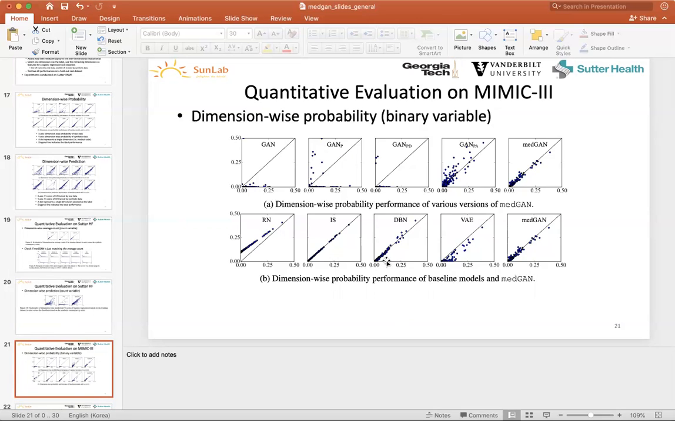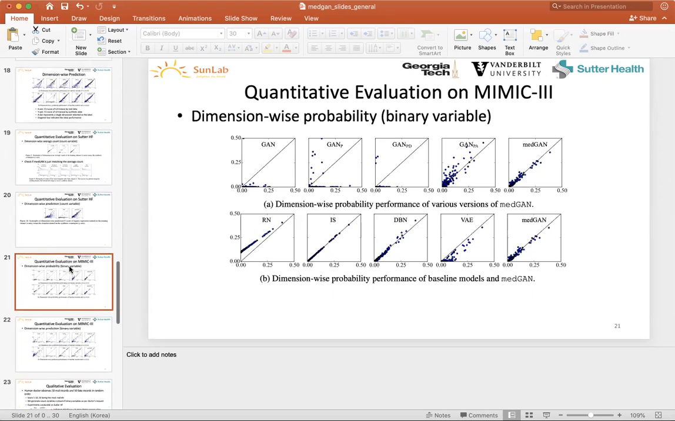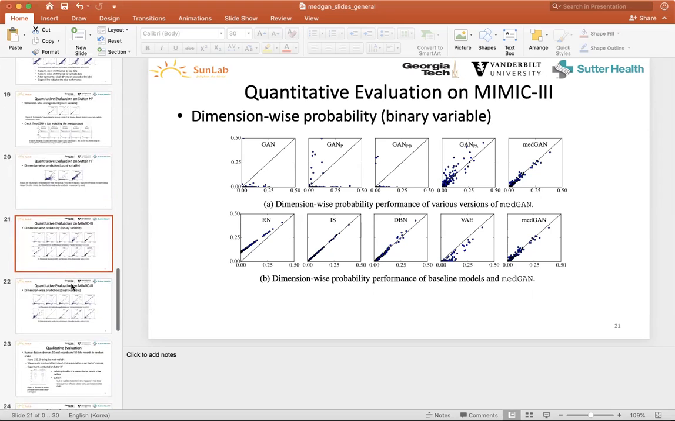And again, compared to the baselines, DBN is maybe even slightly better than MedGAN. VAE is not so much. So DBN shows very similar performance compared to MedGAN. But the problem is that DBNs can only learn from binary data. But as shown above, MedGAN can, not perfectly, but very well learn the distribution of the count data as well. So it's a better generator for tabular data.